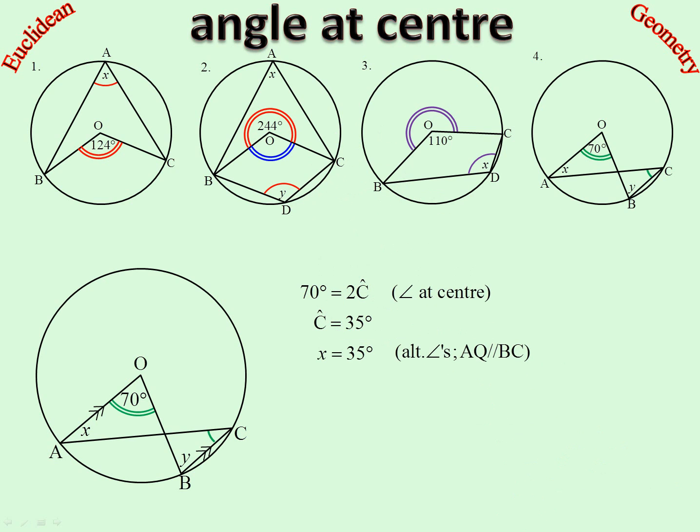Alternate angles, AQ parallel to BC. Remember that alternate angles alone is not enough of a reason, because you can have alternate angles without the lines being parallel. You must say alternate angles, corresponding angles, cointerior angles, and then state the parallel lines. Y is 70 degrees. Straightforward, alternate angles, AQ parallel to BC.